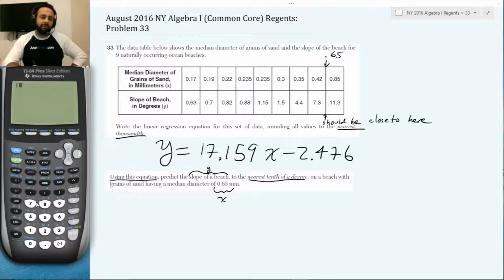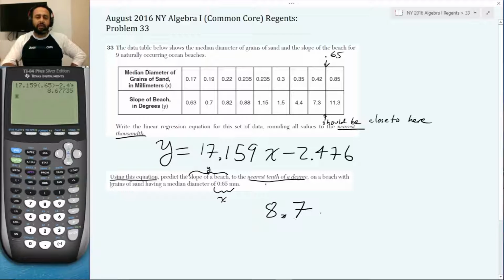So 17.159 times x, which is 0.65, minus 2.476. And we get 8.6, and now this is the nearest tenth, the next number is 7, so we round up. 6 gets rounded up to 7. And do not put units.